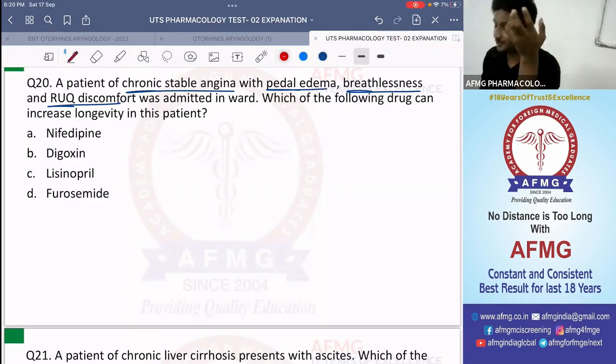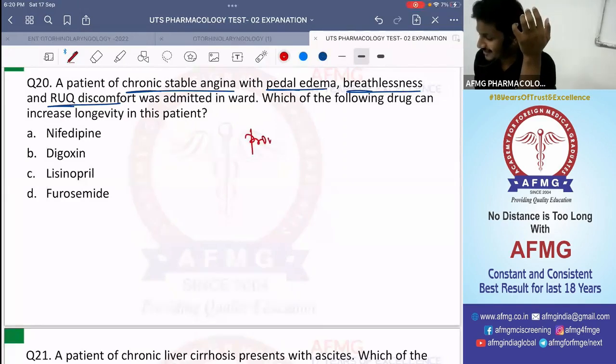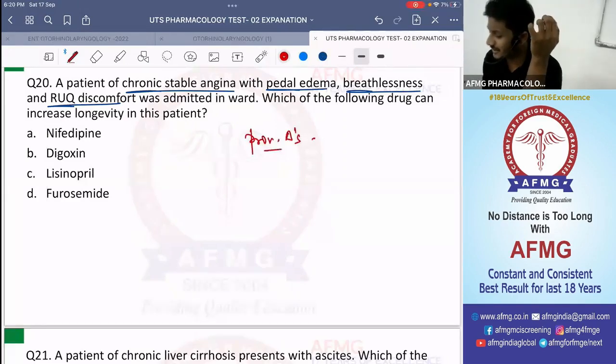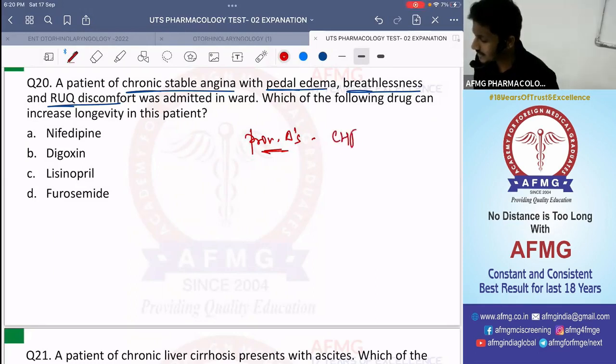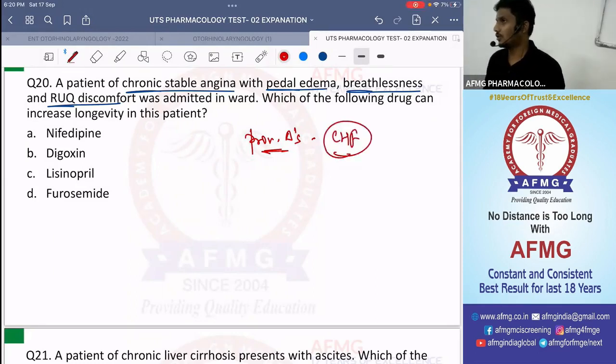अब जिनका मेडिसिन हो चुका है जल्दी. अरे मैं डायग्नोसिस पूछ रहा हूँ. What is your diagnosis, guys? Pedal edema. That means the blood is accumulating usually in the body. Okay, breathlessness because there is pulmonary edema, and right upper quadrant discomfort because there is hepatomegaly due to congestion of blood, and that is the feature of congestive heart failure.